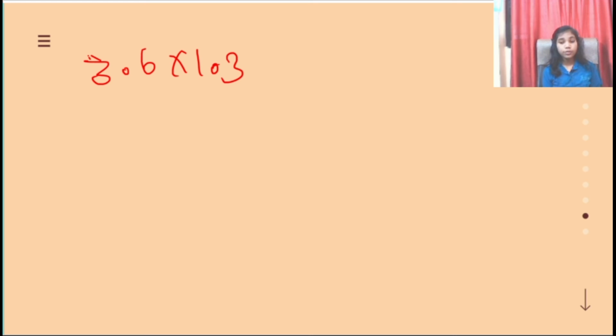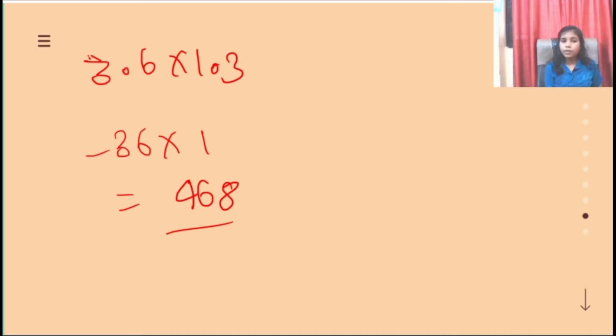You have to multiply the two numbers as two whole numbers. So let's multiply. We'll have 36 multiplied by 13, which is nothing but 468. What is 36 multiplied by 13? It is nothing but 468. Now you got the answer, right? 468 as the product. Now where to put the decimal sign?